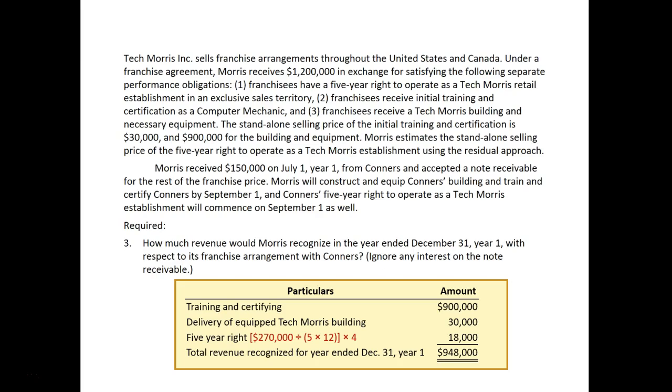And then the 5-year right should be the $270,000 divided by 5, times 4 months out of 12, which gives us $18,000. So the total revenue recognized for the year ended December 31st of year 1 should be $948,000.